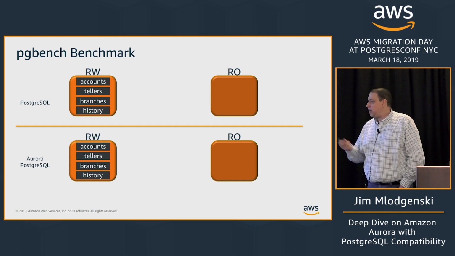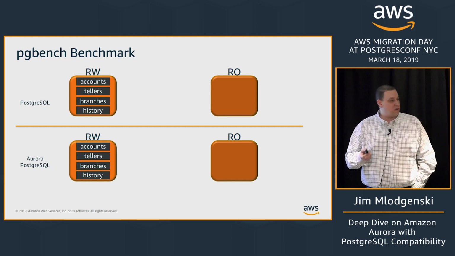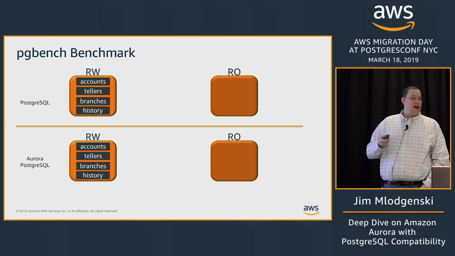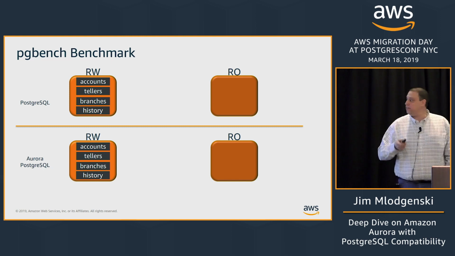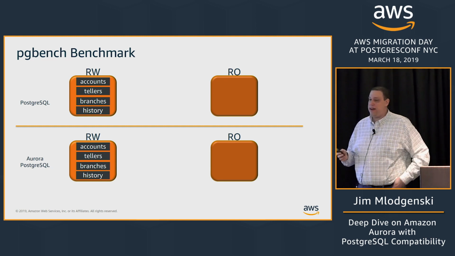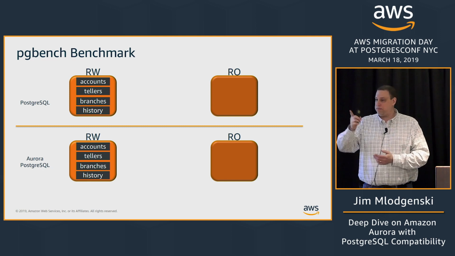So just as an example, pgbench is one of the common benchmarking tools that the Postgres community uses. It has a simple 4 tables. It's supposed to represent a banking application with accounts, tellers, branches, and history. And one of the nice things about that, question?